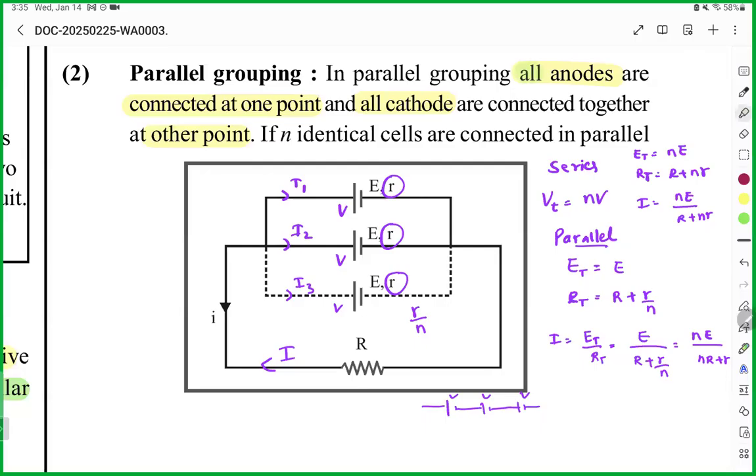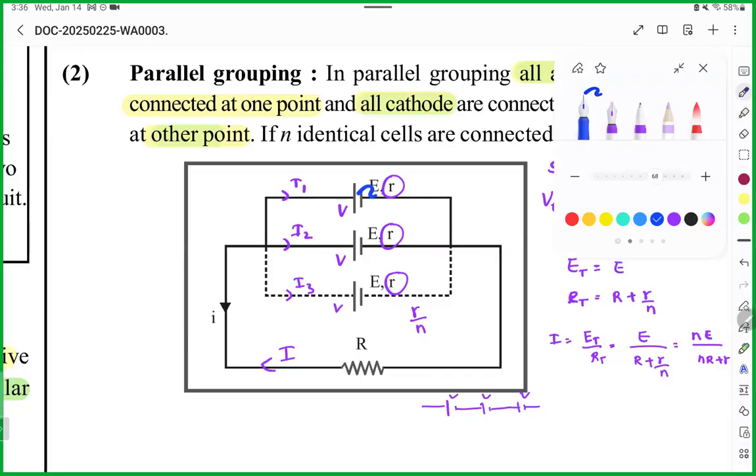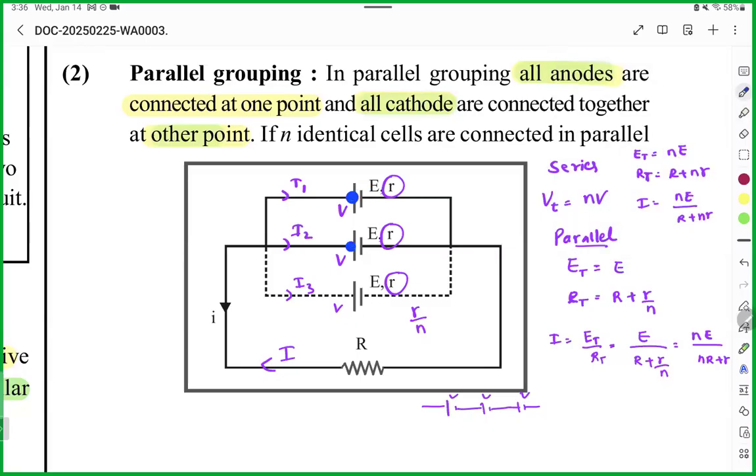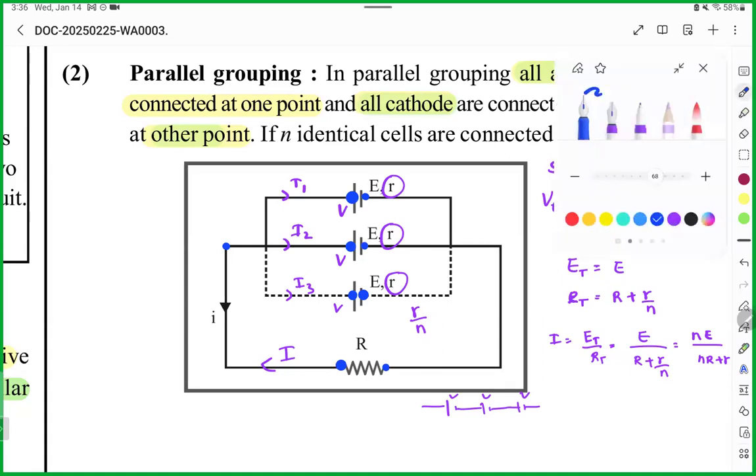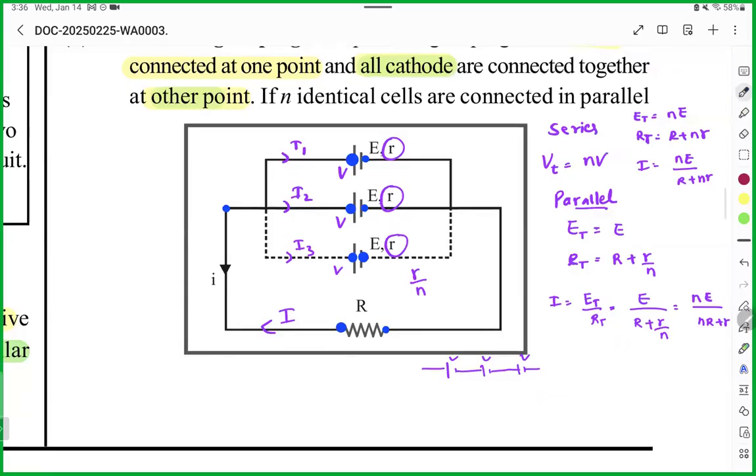So in this case, parallel combination, all anodes are connected to one point, all cathodes are connected to another point. See, this anode, I will use a different color. This anode, this anode, this anode, all are connected to one point, correct? And all cathodes are connected to one point, correct? That's how the combination happens. And if you have N number of cells connected in parallel, what will happen?